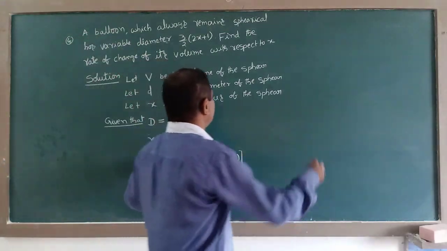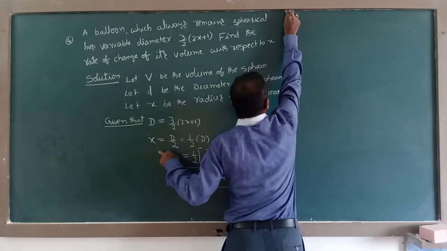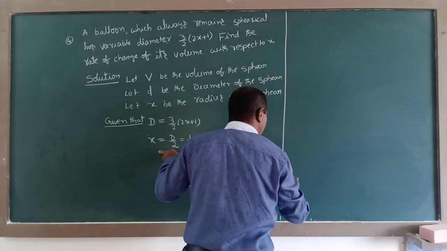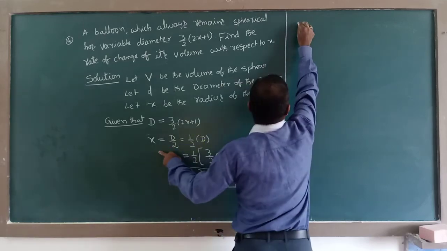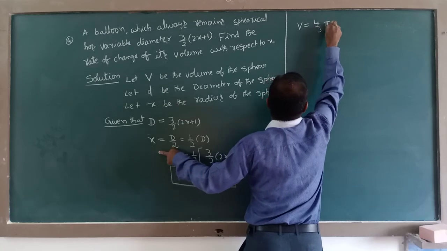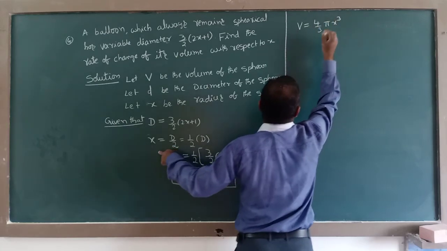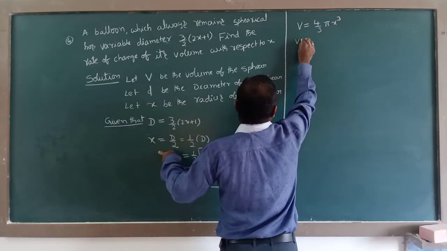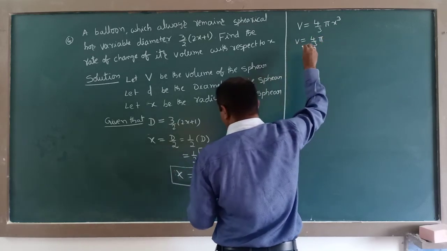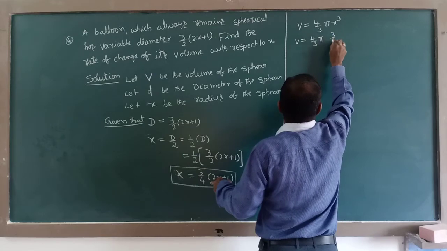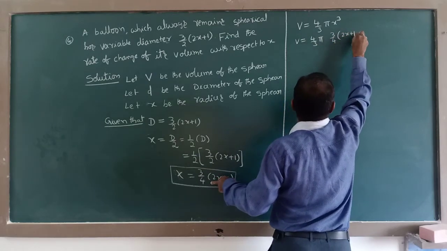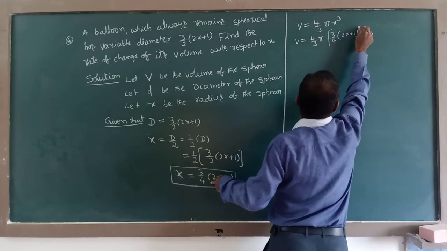Next, the volume of the sphere formula. What is the volume of the sphere formula? Here we are going to apply that formula. V is equal to 4 by 3 into pi x cube. V is equal to 4 by 3 into pi, and the x value we have is 3 by 4 into (2x plus 1), whole cube.